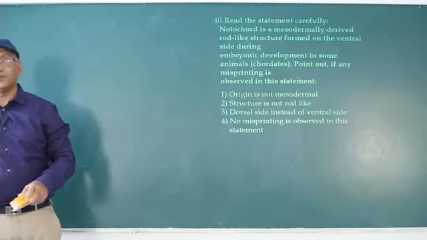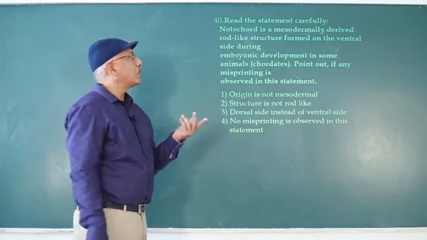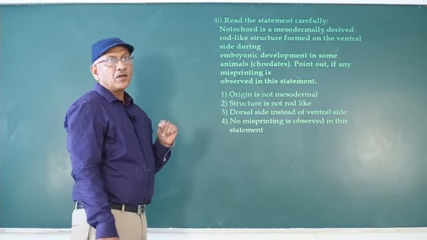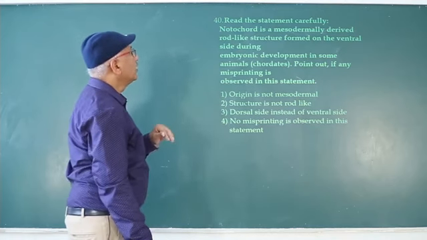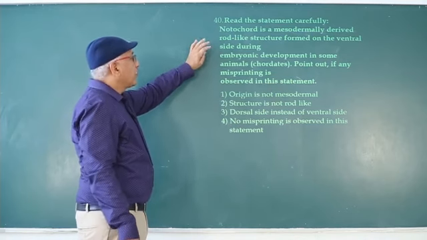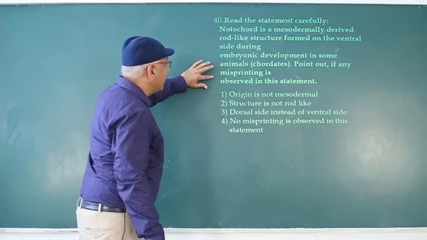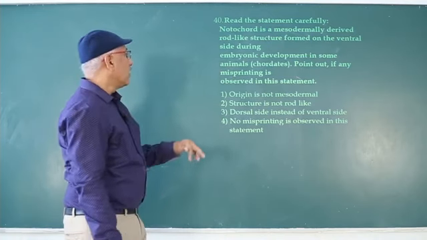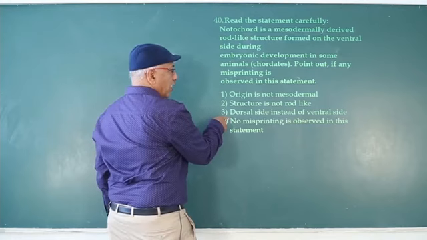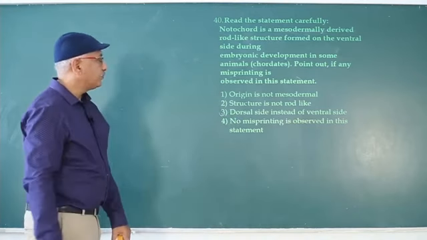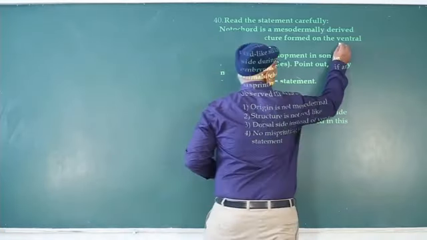Next question, read the statement carefully. Notochord is mesodermally derived, correct, derived from the mesoderm. A rod-like structure formed on the ventral side during embryonic development in some animals, wrong. It is not present on the ventral side, it is present on the dorsal side. Find any misprinting in this statement. Origin is mesodermal, correct. Structure is rod-like, correct. The answer is the dorsal side instead of the ventral side. So here is the mistake.